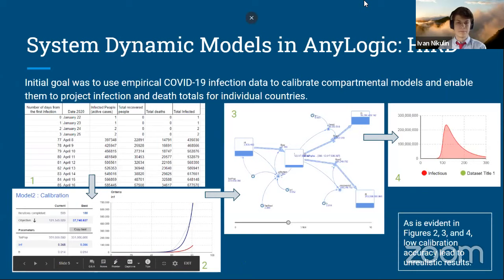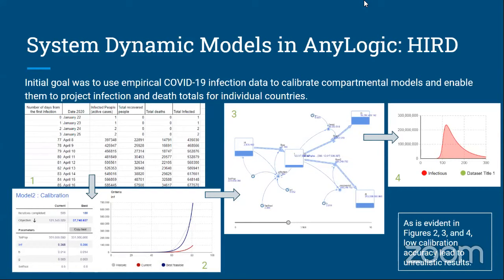So our goal was to simulate how coronavirus is working in six countries and calibrate the coefficients using real data from our six countries. AnyLogic was our instrument to imitate different models and see how fast it spread and whether quarantine measures are working or not.